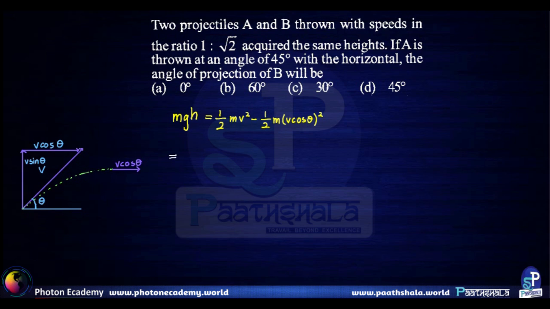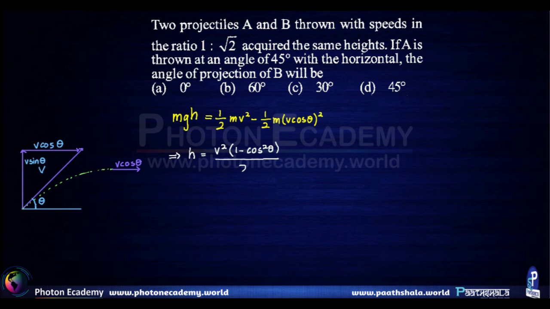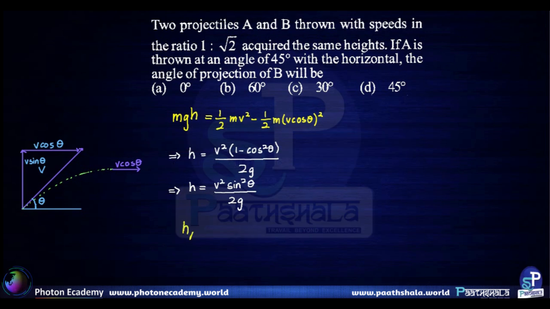So this simplifies to h is equal to v square into 1 minus cos square theta divided by 2g, or h is equal to v square sin square theta divided by 2g. Now we are given that HA is equal to HB and VA by VB is equal to 1/√2.